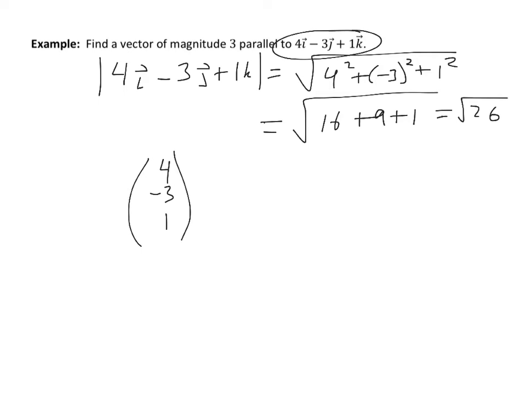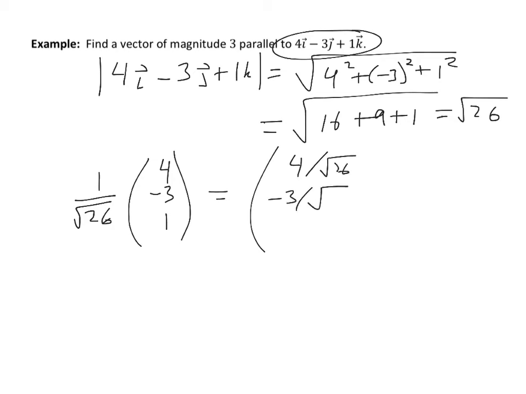I want to take this and scale it down to being a unit vector. So I'm going to divide by the magnitude, or multiply by the reciprocal of the magnitude. Doing this gets me 4 over root 26, negative 3 over root 26, and 1 over root 26. So this thing is now a unit vector.